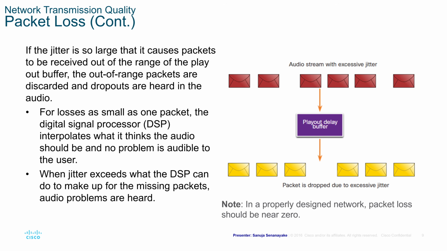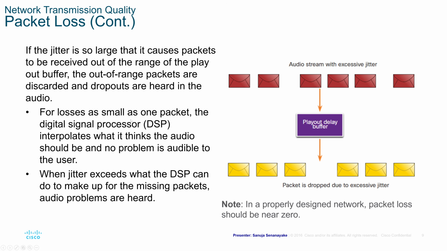If the jitter is so large that it causes packets to be received out of the range of the playout buffer, the out-of-range packets are discarded and dropouts are heard in the audio. So basically, if you're listening to someone speaking over VoIP, and the jitter is so large that it causes a packet to be received out of the range which the playout delay can handle, as a result, you're going to hear dropouts on your connection, which is pretty bad.